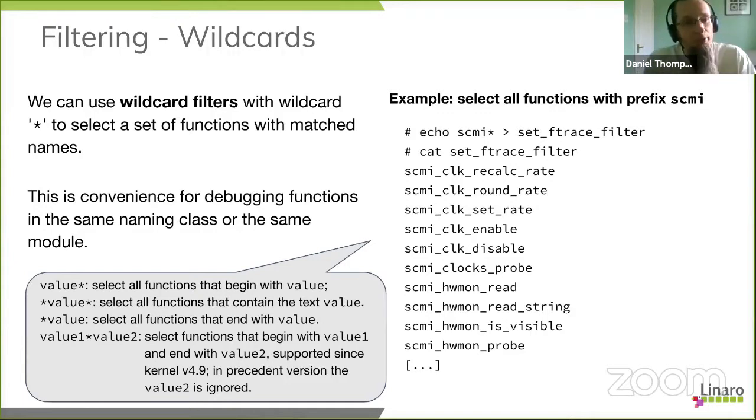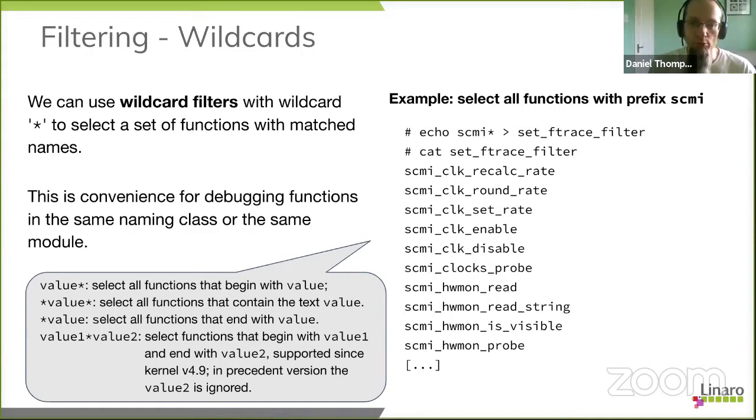I said it implements normal Linux semantics or normal POSIX file format semantics. That's not strictly true. It simply is a bit like it. And the thing that makes it different is wildcards. So just as we could use wildcards on the kernel command line, we can also write wildcards into the ftrace filter. So we've got a simple example here, SMCI star, redirect to set_ftrace_filter. When we read it back, we find out what it matched.